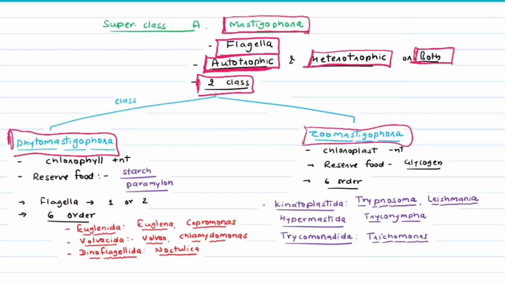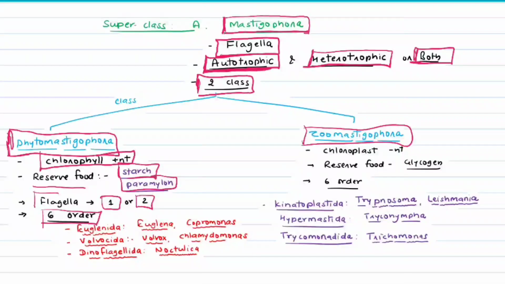So in class Phytomastigophora of superclass Mastigophora, what do we have? We have organisms with chlorophyll present. Those protozoans having chlorophyll come in this class Phytomastigophora, and the reserve food in these protozoans is in the form of starch and paramylon. Flagella may be one or two in these organisms. Six orders are also present in this class, but the BSc level may not ask about the order. The syllabus includes only up to classes.